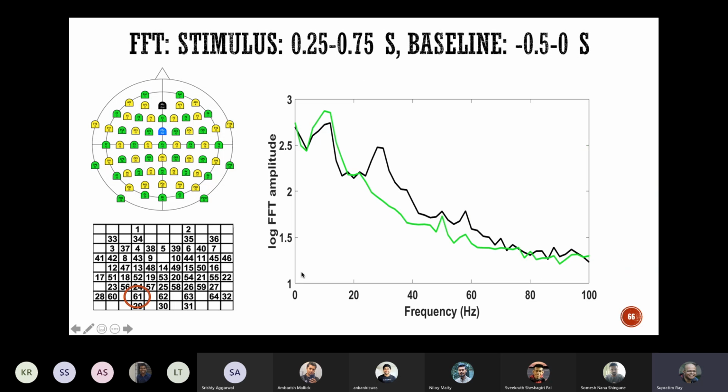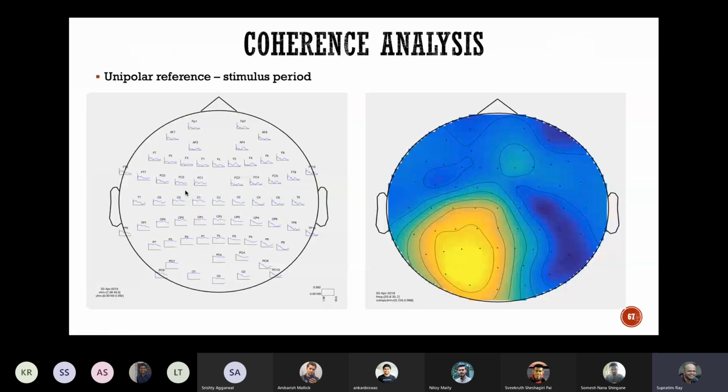So let's look at one electrode. This is electrode 61. This is the one I had shown earlier. Green is baseline and black is the stimulus period. So there's a huge buildup of gamma oscillation at around 30 hertz in this case. There's a suppression of alpha as well. So you could compute the coherence between this electrode and all the other electrodes. That's straightforward, and you'll get something that looks like this.